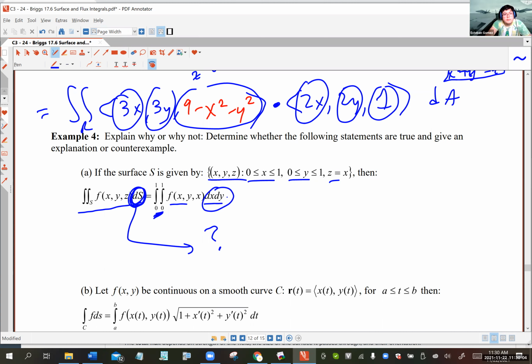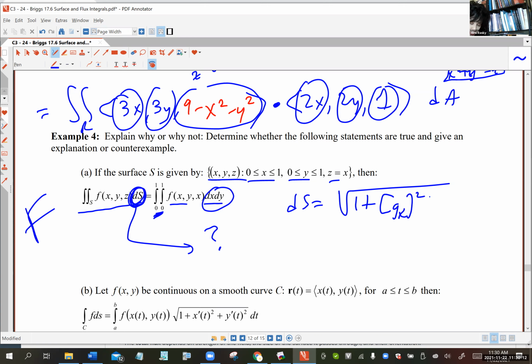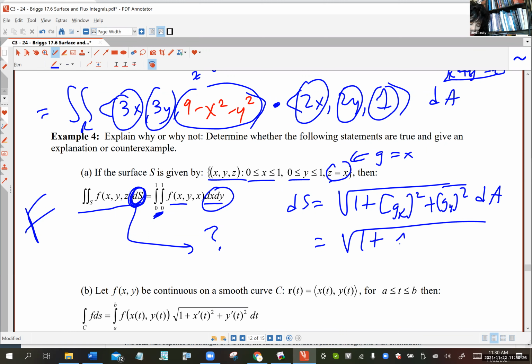False. Yeah, that's false. And the reason why is because dS is equal to this horrific radical, and they forgot to include that in converting this surface integral to a regular integral. So the little g here is simply x. So the partial with respect to x is just 1, and then the partial with respect to y looks like 0. So this looks like square root of 2.